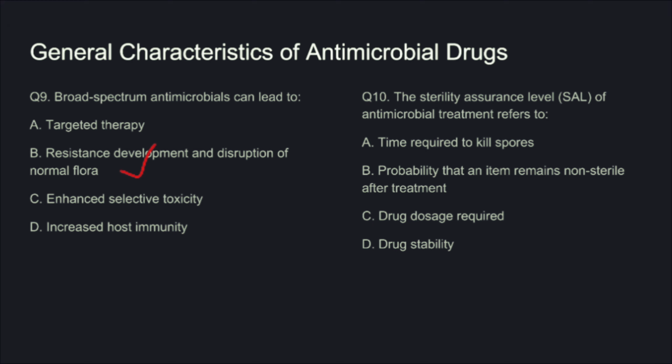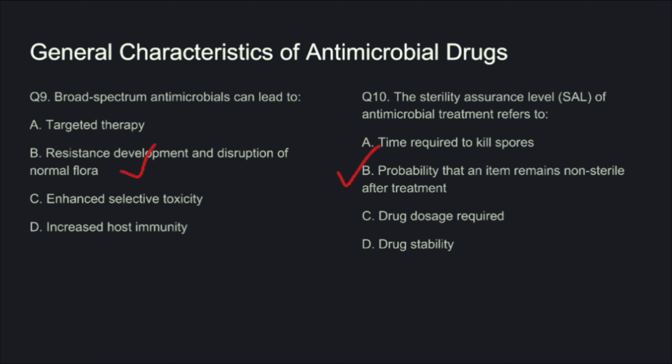Now question number 10. The sterility assurance level of antimicrobial treatment refers to. Options are A, time required to kill spores, B, probability that an item remains non-sterile after treatment, C, drug doses required, D, drug stability. So B, probability that an item remains non-sterile after treatment. So SAL quantifies the probability that a sterilization method leaves a viable microorganism.